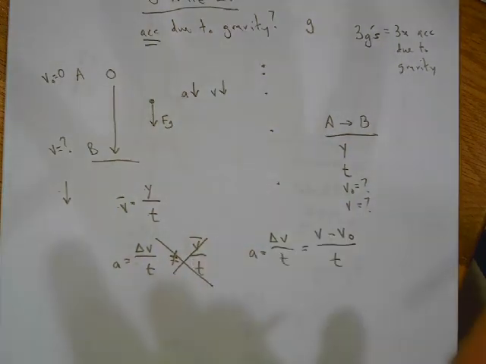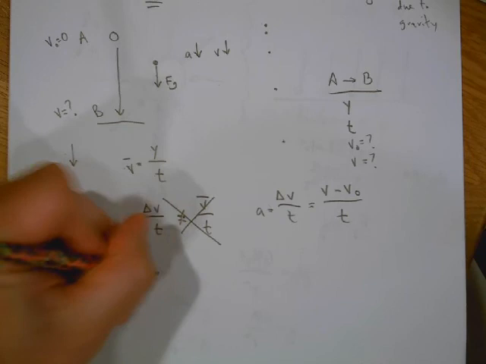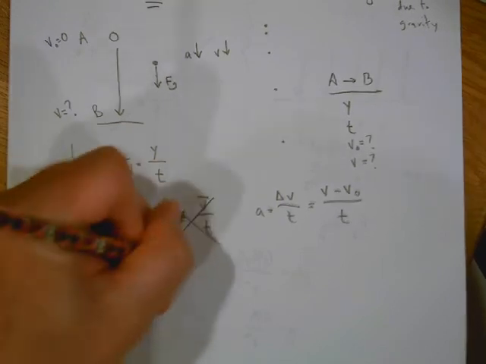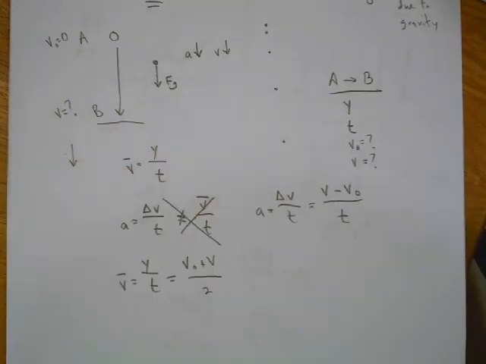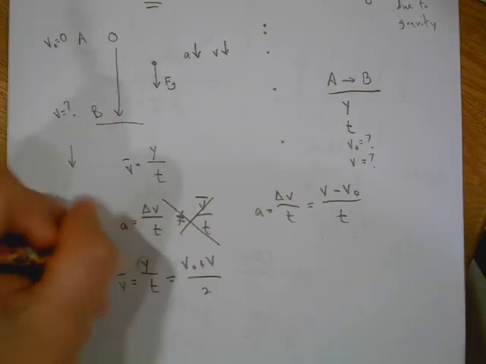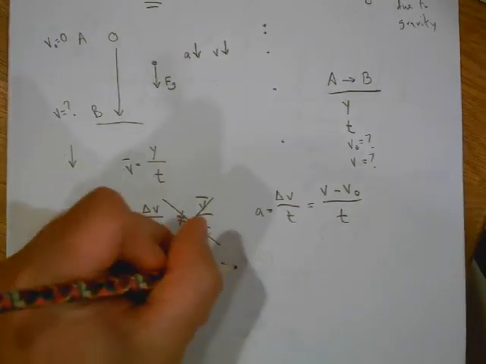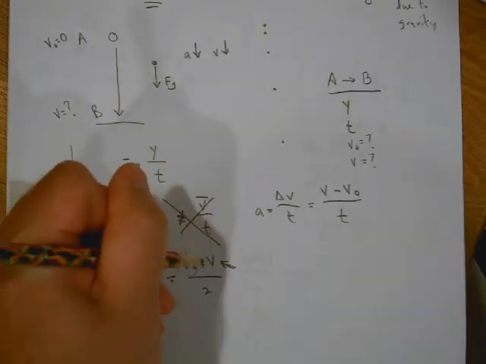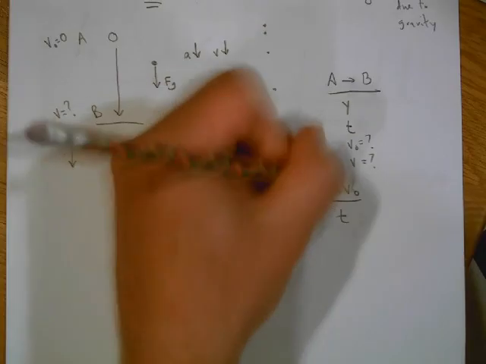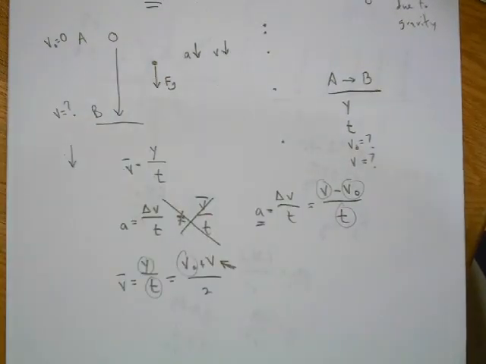Just like in your average speed lab, average velocity is y over time, but average velocity is also, you add up two numbers and divide by 2. Do you see how you know this, this, and this? So solve for that. Pretty cool. And then you know this, this, and this. Solve for that. Pretty cool.